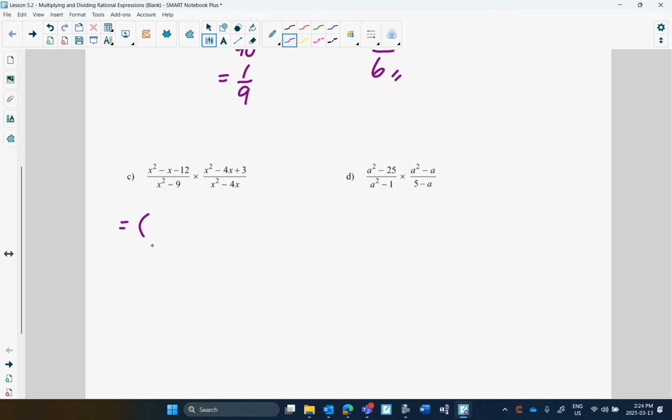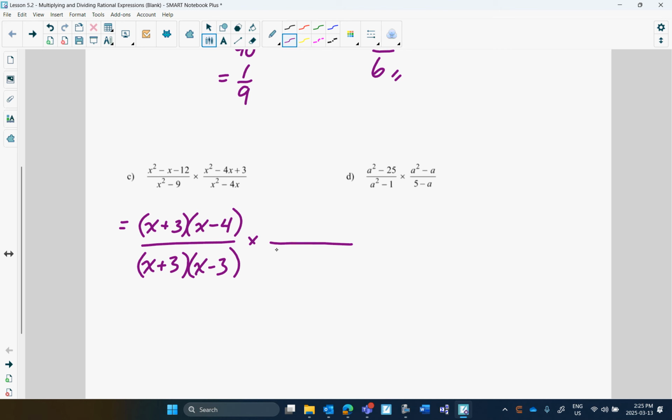X squared trinomial, which means it's going to go like this. Over, what kind of factor is that? Perfect square, difference of squares. You guys can call it whatever you like, as long as you know how to do it. What do I get? Okay, so we factored the first expression.